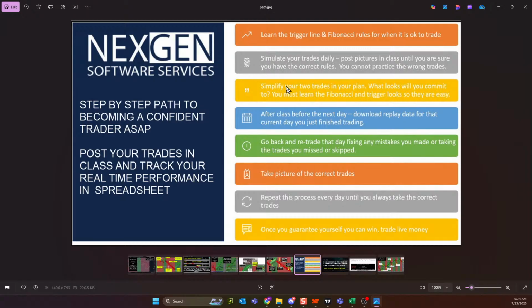Get really good at one trade. Get really good at one trade on one market. There's always time to expand. The idea is that you're going to learn your pattern. You're going to learn what looks you're going to commit to.